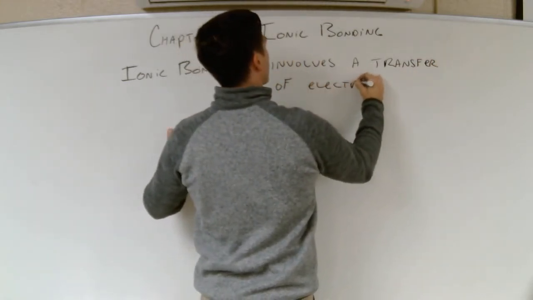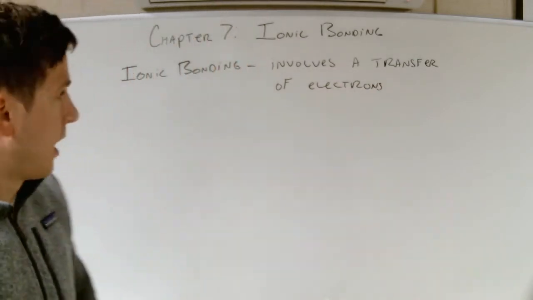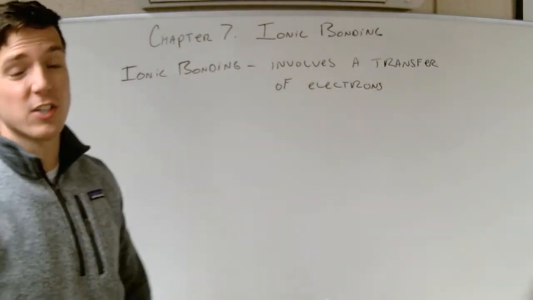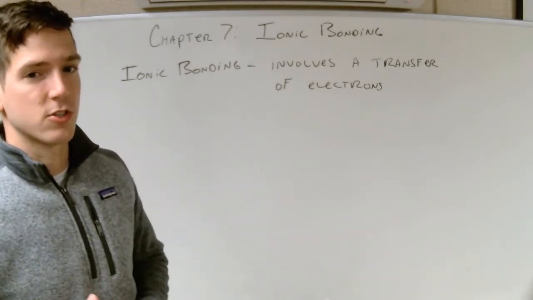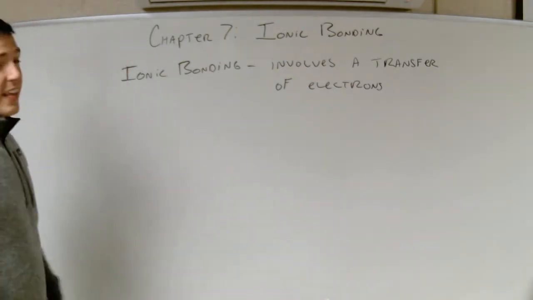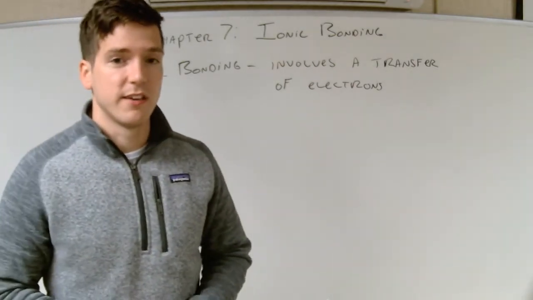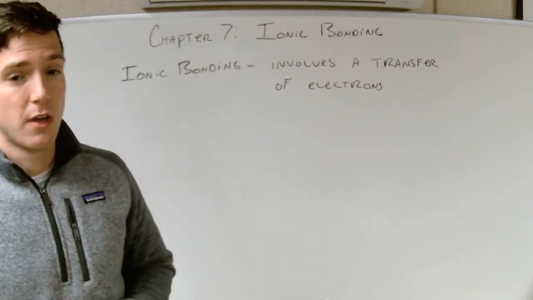Okay, we'll talk about two types. There's ionic and there's covalent. Covalent, they share electrons. Ionic bonding involves a transfer of electrons. So atoms are actually giving up an electron or taking electrons. And there's a way we can tell if a reaction is ionically bonded, and that's by using our periodic table.